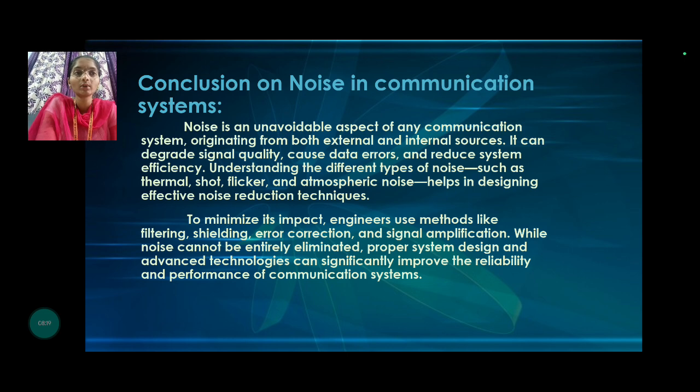Noise is an unavoidable aspect of communication systems, originating from both external and internal sources. It can degrade signal quality, cause data errors, and reduce system efficiency. Understanding the different types of noise, such as thermal, shot, flicker, and atmospheric noise, helps in designing effective noise reduction techniques. To minimize its impact, engineers use methods like filtering, shielding, error correction, and signal amplification.